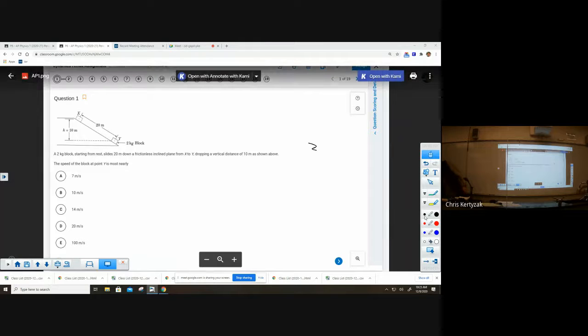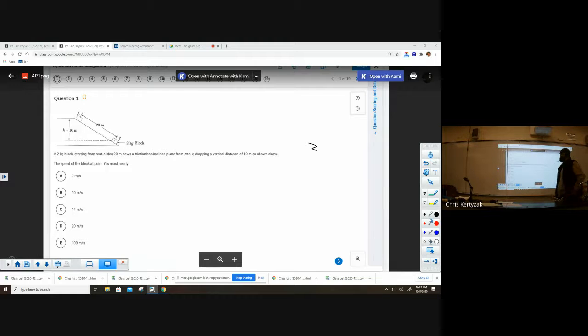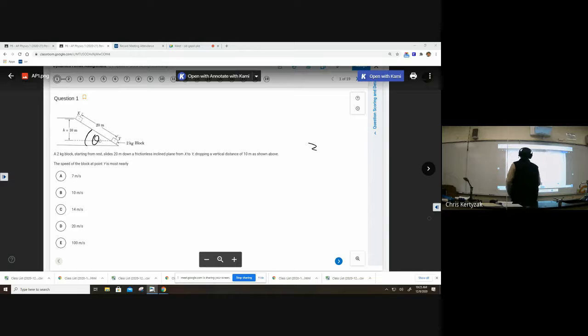All right. So this question involves an inclined plane. I noticed that it says it's a frictionless inclined plane. A 2 kilogram block starting from rest slides 20 meters down a frictionless inclined plane from point X to point Y, dropping a 10-meter vertical distance. The speed of the block at point Y is most nearly. So I first noticed that the angle isn't given here, which we may need to think about. And I'll also point out that the distances are given. This distance is 20, this distance is 10.